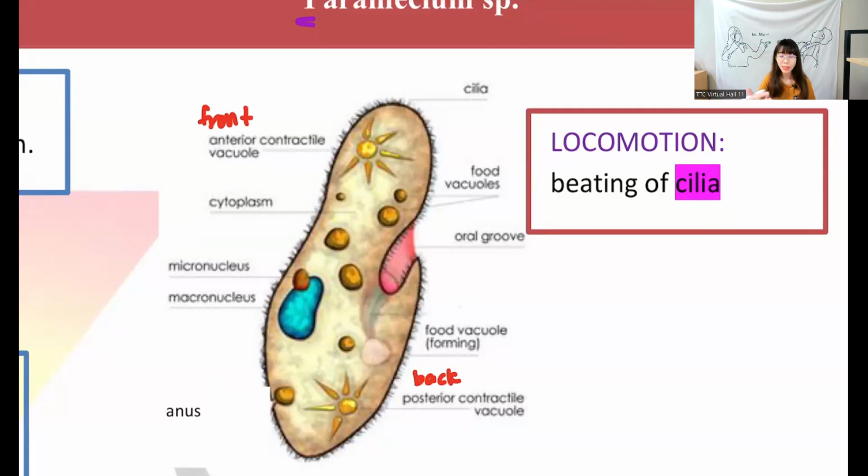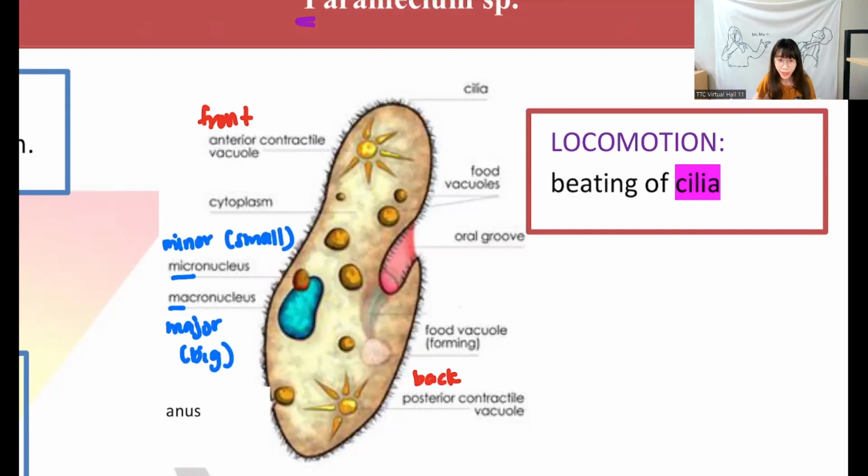So we have two nuclei in paramecium species, the big one and the small one. How do we differentiate? The small one is called the micronucleus. The big one is called the macronucleus. You can remember as major and minor. Major means big, minor means small. Micro is minor, the small one.